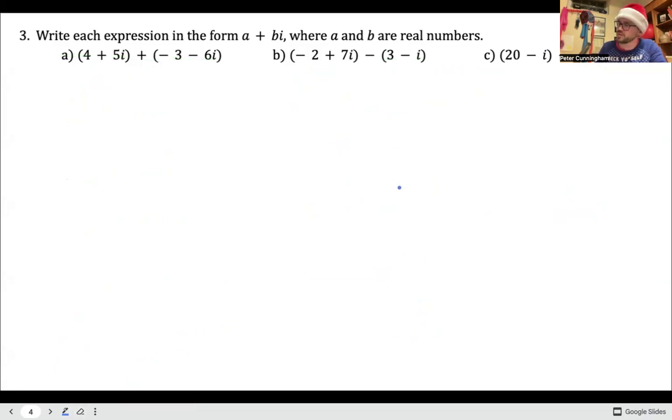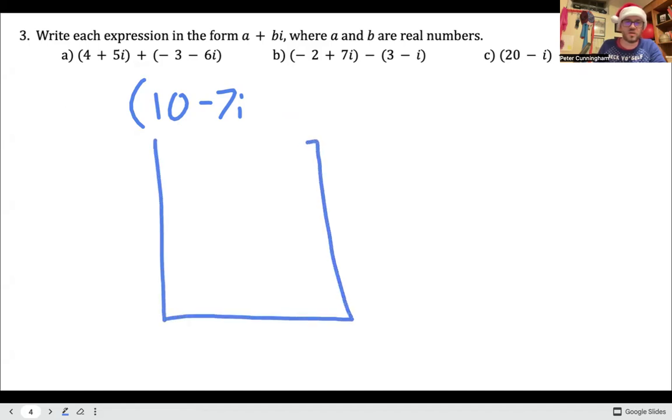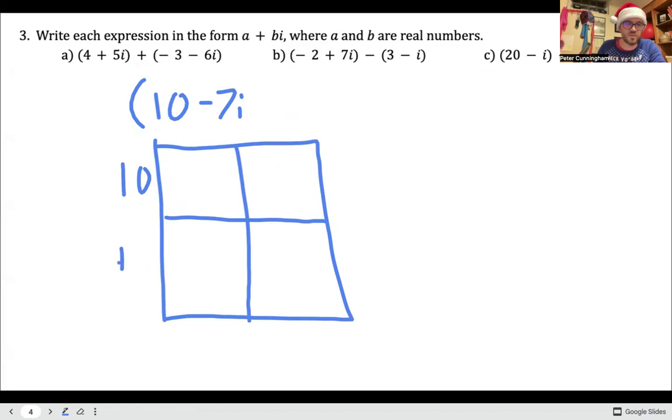All right, so let's move to this next one. 10 minus 7i. That's essentially, because I can feel myself losing time here. In case you didn't know, Zoom has a limit on how long this can go, which is why I'm talking about a time limit.